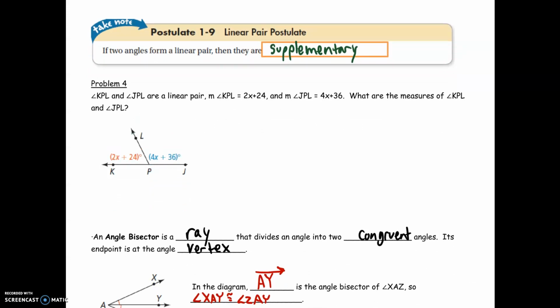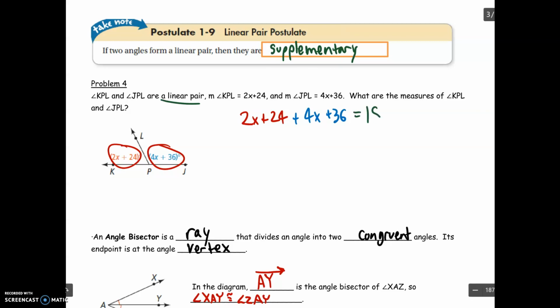I know that if these two angles form a linear pair, and we're given expressions for both, that means if I add the left-hand side and the right-hand side, 2x plus 24 for angle KPL, it looks like, and the measure next to it, 4x plus 36, since those form a linear pair, that's my proof that they're supplementary. In general, I wouldn't know if they would be equal to a certain value. In this case, since they're supplementary, they're going to equal 180. And now I'm just solving this problem algebraically to get my solution for x.